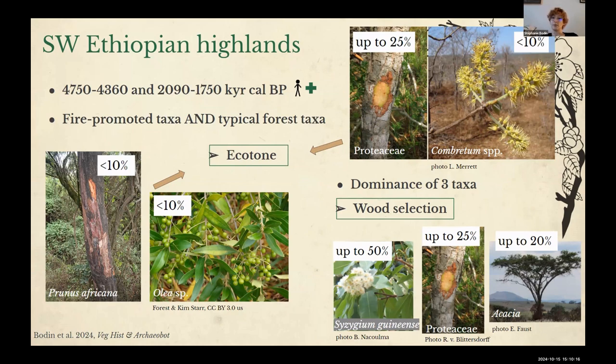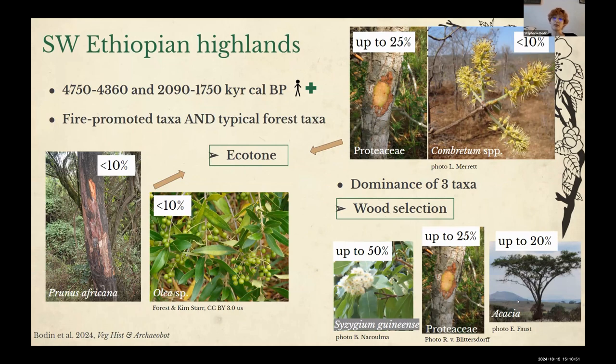So combining this information about these different taxa, we could reconstruct the fact that we had an ecotone around the rock shelter, while it was supposed to be surrounded by the forest, even at these times. And the other interesting thing that we found is that there was a strong wood selection, because 3 taxa were highly represented in the charcoal record. We had up to 50% of the caesium I talked about just before, up to 25% of the Proteaceae, and up to 20% of Acacia.